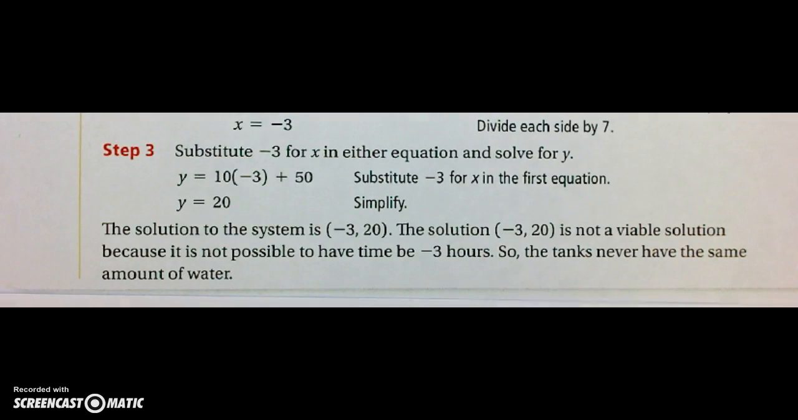So we have to look at what this means. When x is negative 3, y is 20. The solution to the system is (-3, 20). The solution, (-3, 20), is not a viable solution because it's not possible to have a time be negative 3 hours. So the tanks never have the same amount of water.